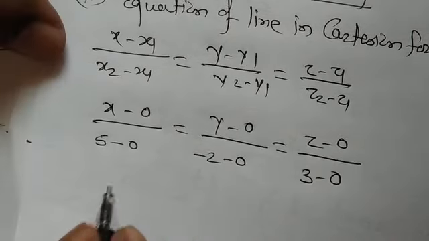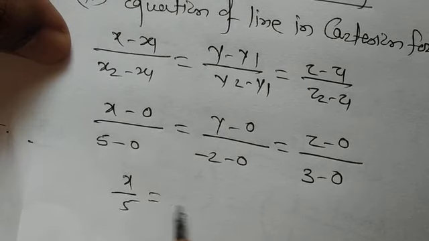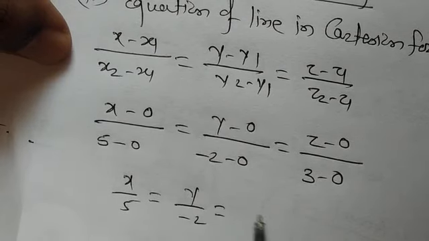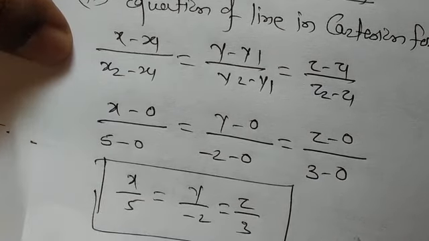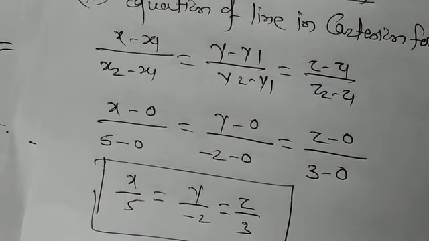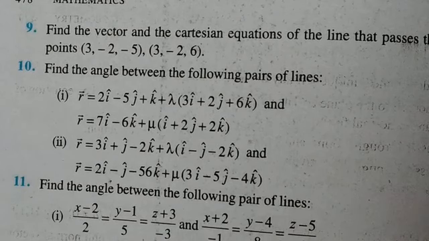Then it will become x by 5, y by minus 2, z by 3, and this is the equation of the line in Cartesian form. It is a very simple format. You just need to know what the points are and how to find their position vectors. Same as example 9 here.